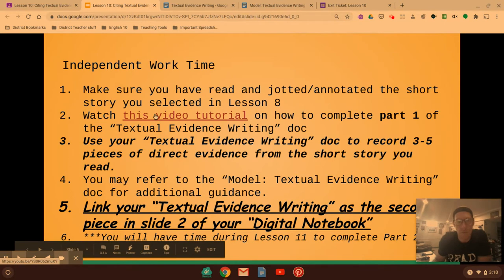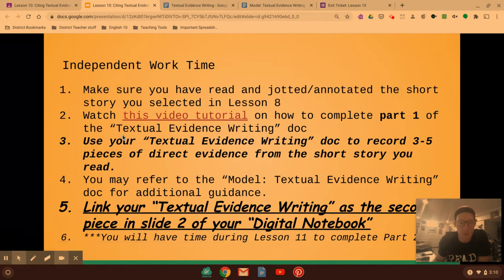Watch through that tutorial and it'll show you exactly how to complete part 1 of the textual evidence writing. Once you are done, link your textual evidence writing to the second slide in your digital notebook. So slide 2, link 2 should go directly to your textual evidence writing. Do not worry about part 2 today. You can work on that during lesson 11 next week.